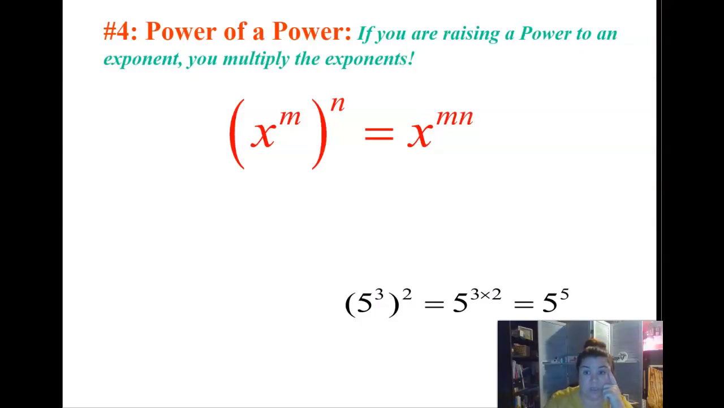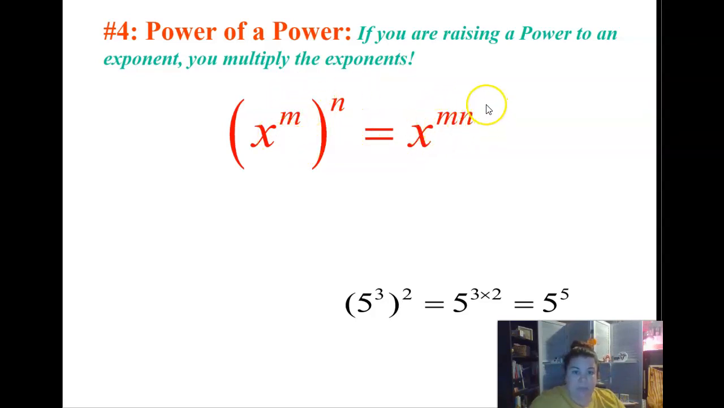Okay, our next rule is power of a power. I know there are so many rules, right? So if you're raising a power to an exponent, you multiply the exponents. So you see how you have the n out here and the m in here? I wish they'd use different letters. Those are hard to say. So you just multiply them together.